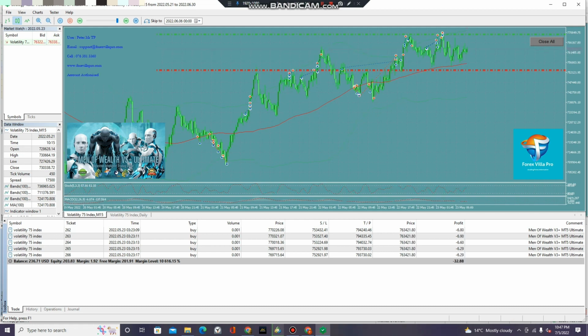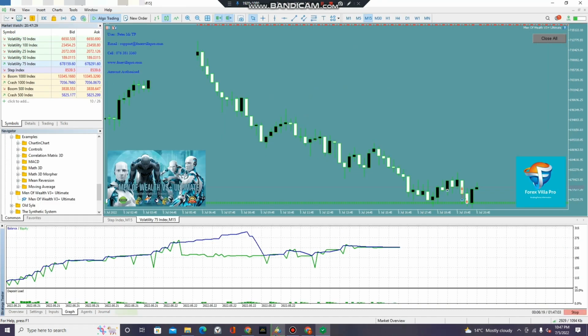So that's one added advantage for the Man of Wealth V3 Plus. Other than the Man of Wealth V2 Plus, that only determines the lower time frame, and just have a look at that. Whatever current time frame that you're trading on, it just has a look on that. And just look at over here, man.